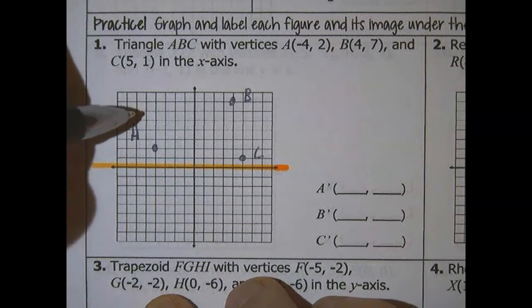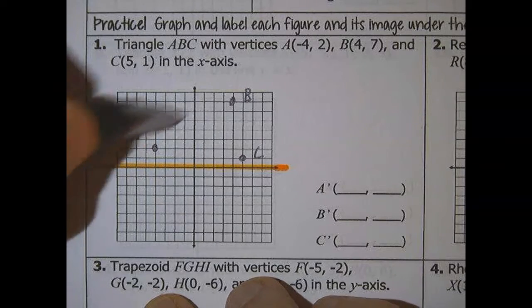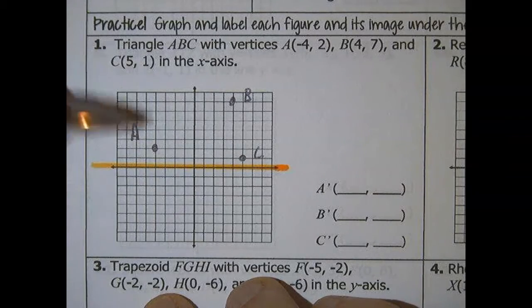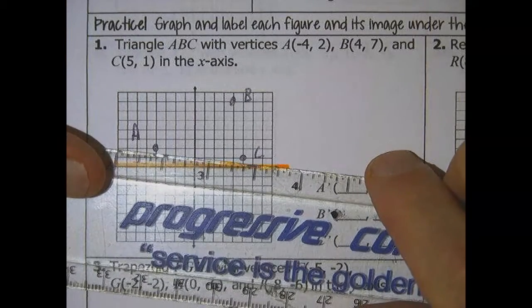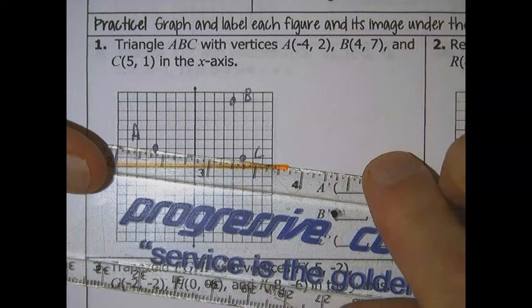Okay, so there's my original vertices. That's the plural for vertex. That's the 3 corners of the triangle. Okay, so let's connect the triangle, and then we're going to reflect the triangle. So first let's connect it.